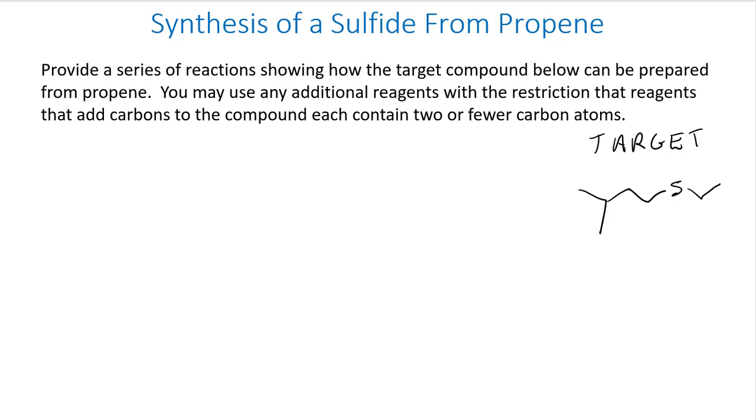In this synthesis example, we're provided with a target molecule containing a sulfide or thioether functional group, and we're asked to provide a synthesis from propene where any reagents that add carbons to the compound contain 2 or fewer carbon atoms. See what you can do, remembering that partial credit is better than no credit at all.